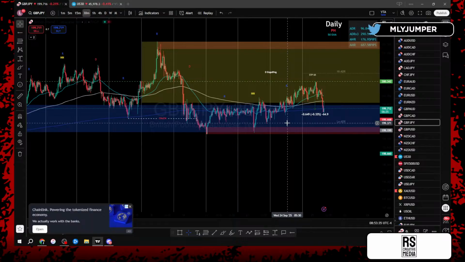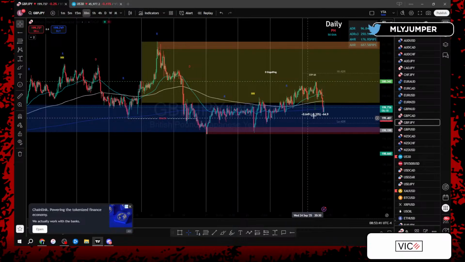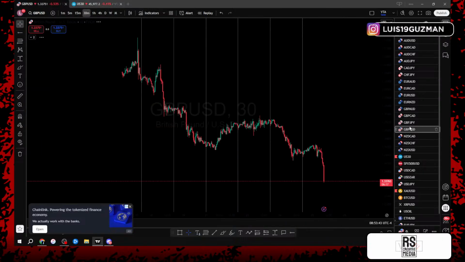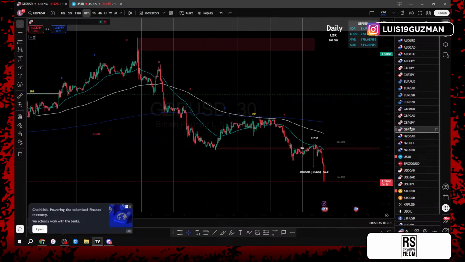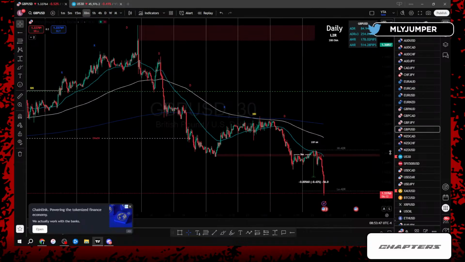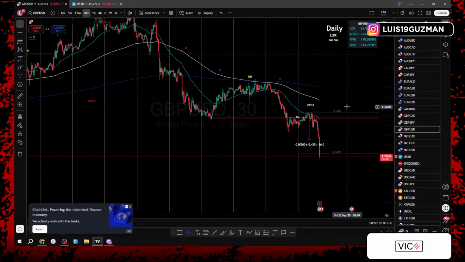That's the reason I look at so many pairs, because if one specific pair isn't going to give me an entry, let me go find it somewhere else. And if that one isn't doing what I want to see, let me go find it somewhere else. I'm just following my system. I'm following the same system with every single pair. Right? So I hope that makes sense.